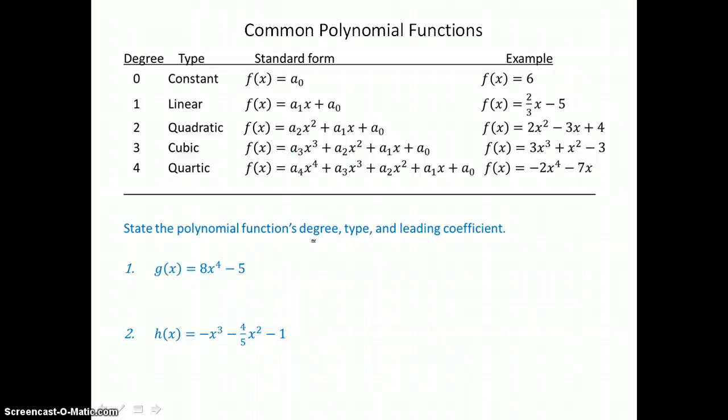So in this first example, the degree of g of x is 4. The type is quartic because it is of degree 4. It makes it a quartic. It's a quartic polynomial function with two terms. Okay, and then the leading coefficient is 8.